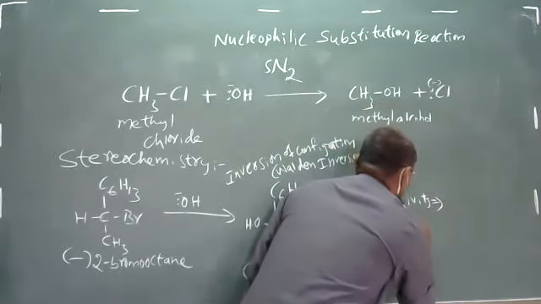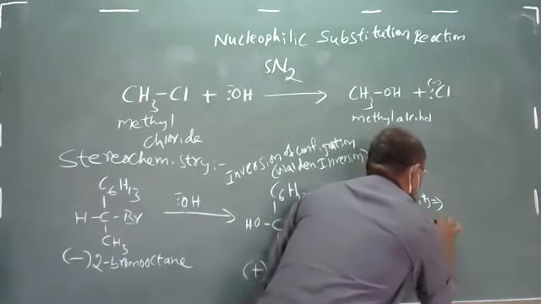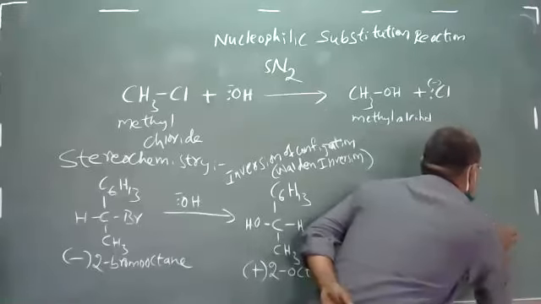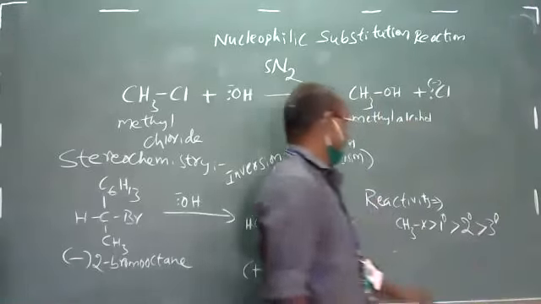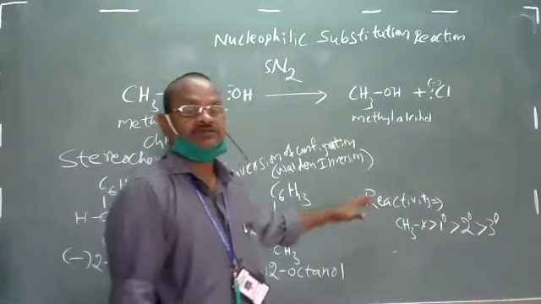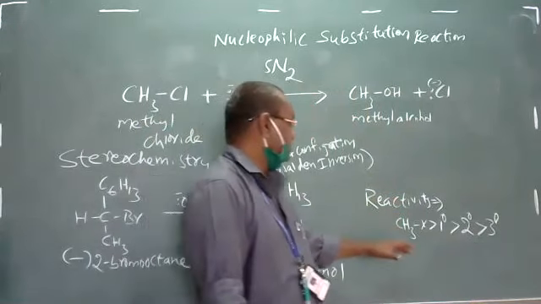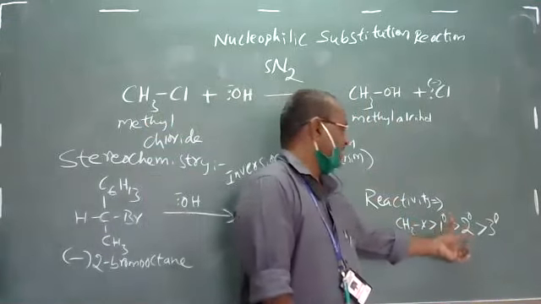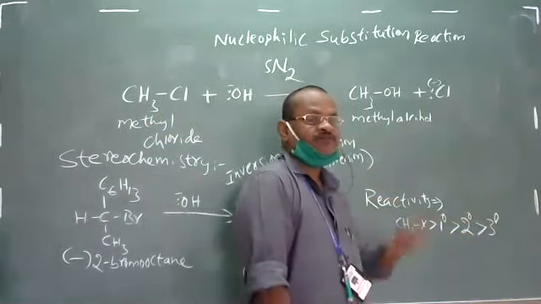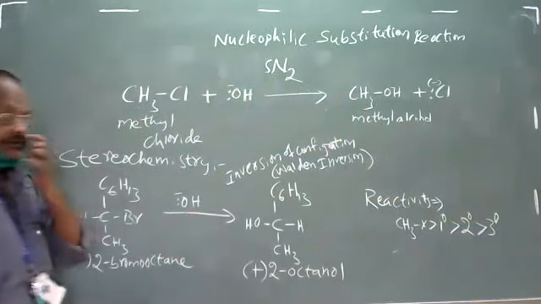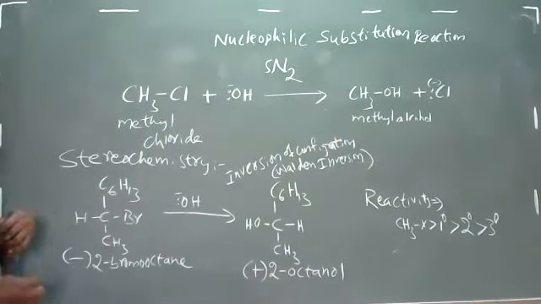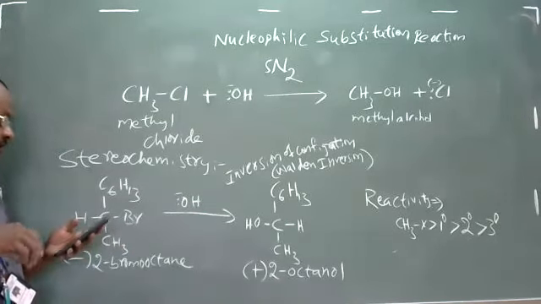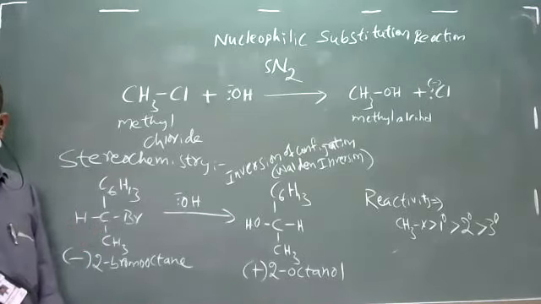And the next point in this SN2 reaction is reactivity. In this reactivity, the methyl halide always reacts faster than primary alkyl halide. Primary will react faster than secondary. Secondary will react faster than tertiary. This is the reactivity with respect to different alkyl halides. So methyl halide reacts faster than primary, primary faster than secondary, and secondary faster than tertiary. This is the reactivity involved in this particular SN2 reaction. Clear? So I'll just summarize this once again.